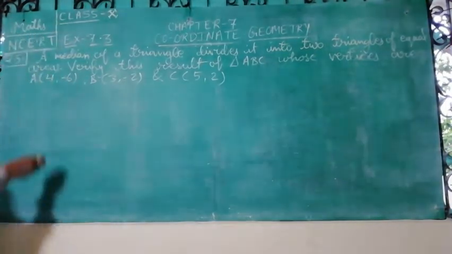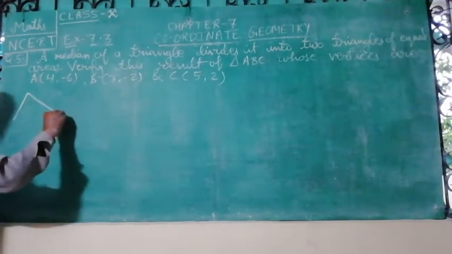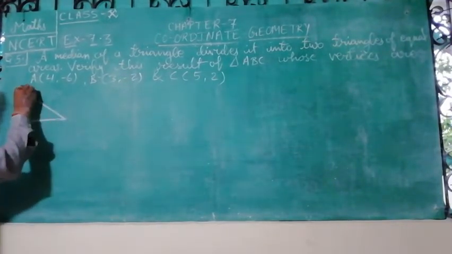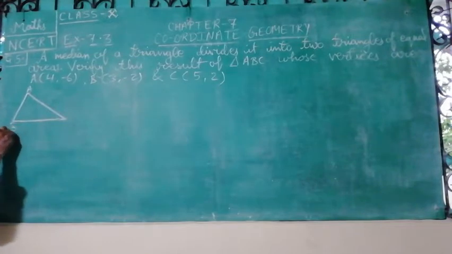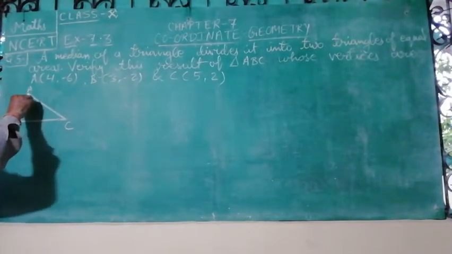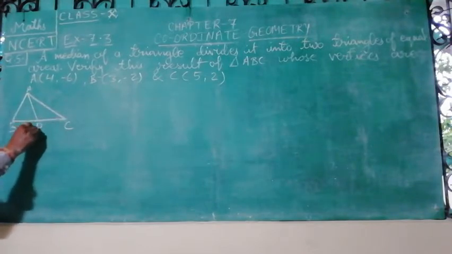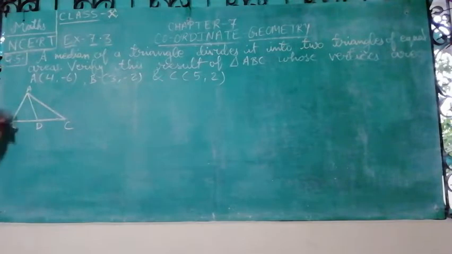Let me tell you the definition of median first of all. A median is that particular line segment which is drawn from a vertex to its opposite side and divides the opposite side into two equal parts. That is called a median. Let me tell you once again.